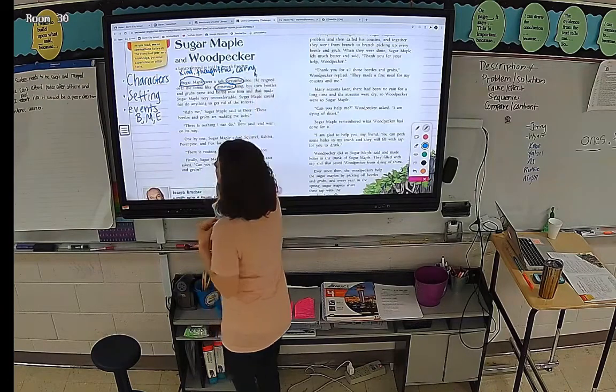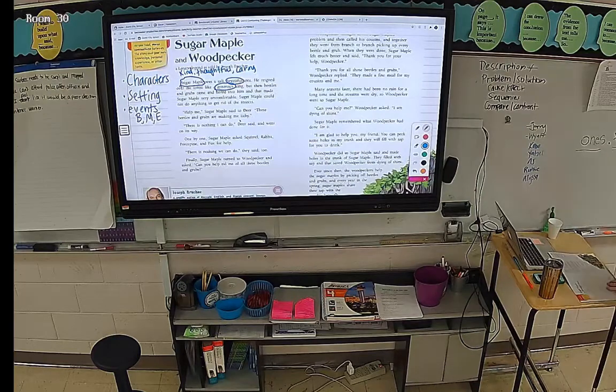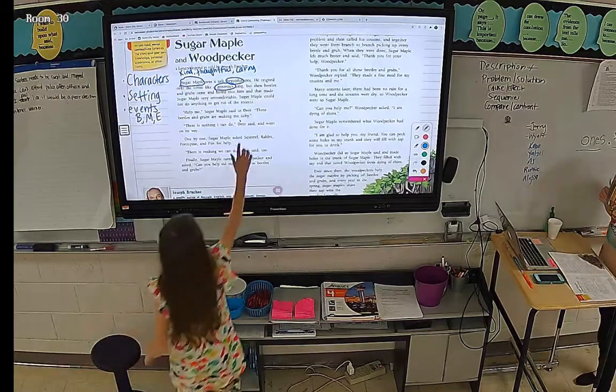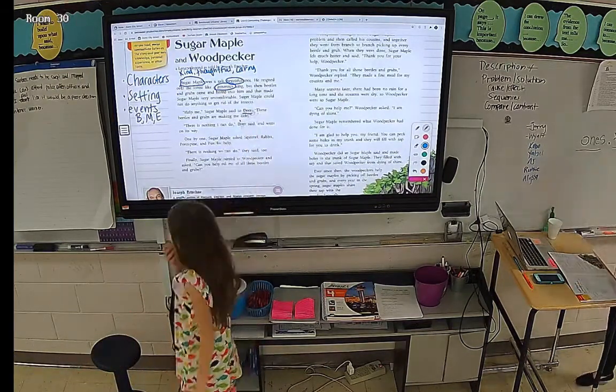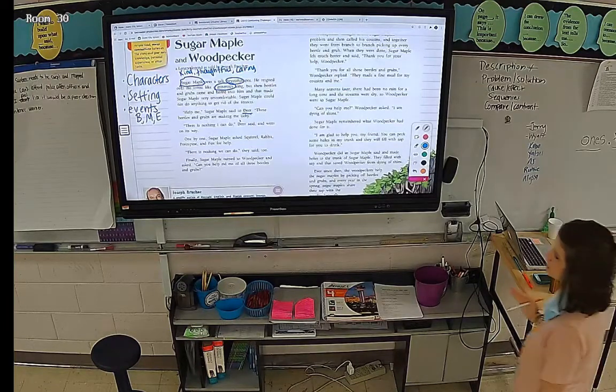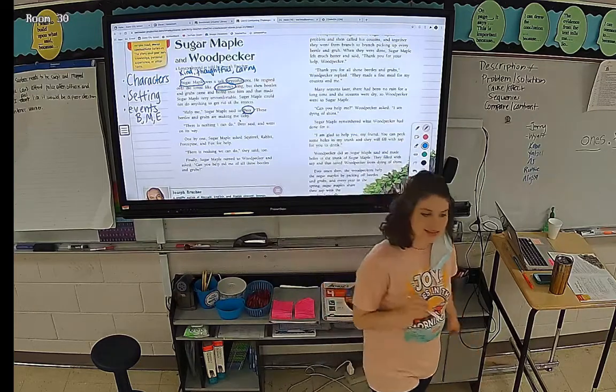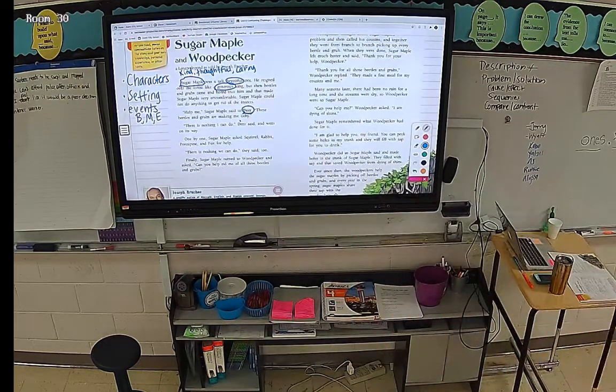Okay, now let's talk about another character. Everyone come to the board and circle another character for me. Callan. Good, the deer. Okay, now did it tell us a whole lot about the deer? No. But we do know that Sugar Maple asked the deer for help. Did the deer help him? No, he said that the grubs and the beetles made him what? Uncomfortable. Itchy, uncomfortable. So how would you describe the deer?